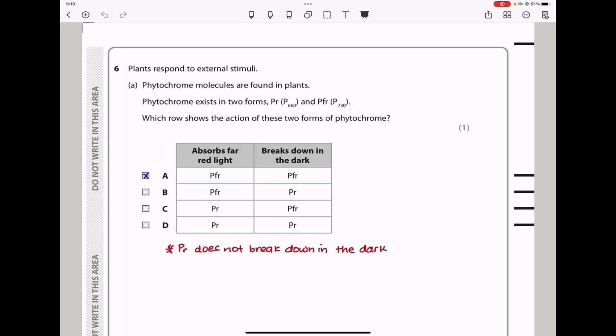Phytochrome molecules are found in plants. Phytochrome exists in two forms. There is PR, which is 660, and PFR, which is 730. Which row shows the action of these two forms of phytochrome?